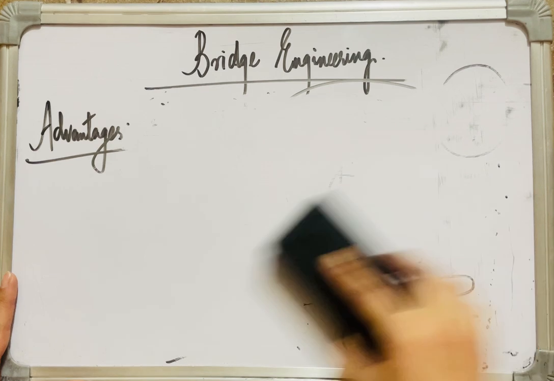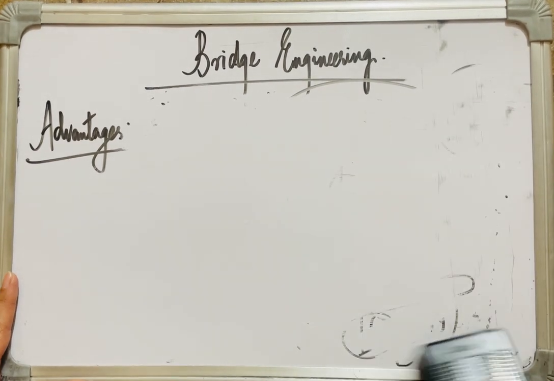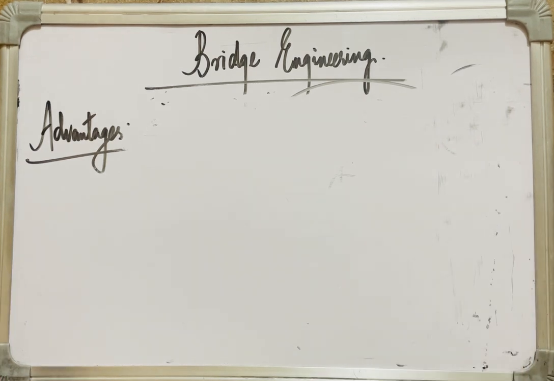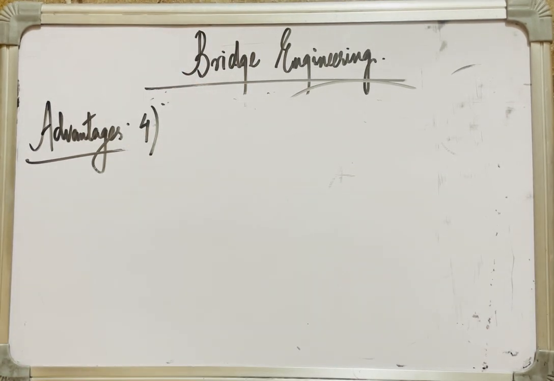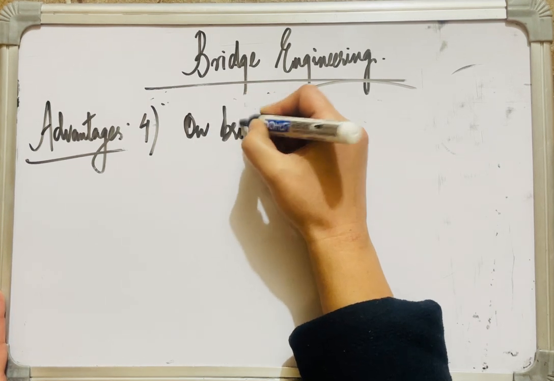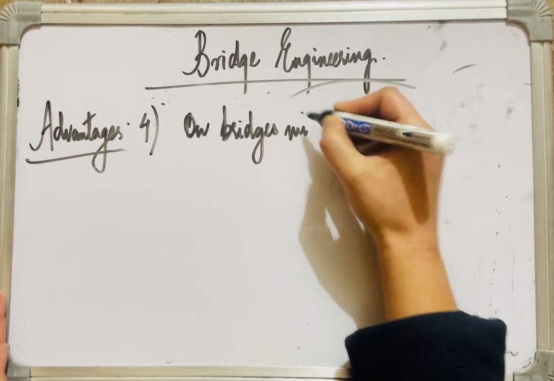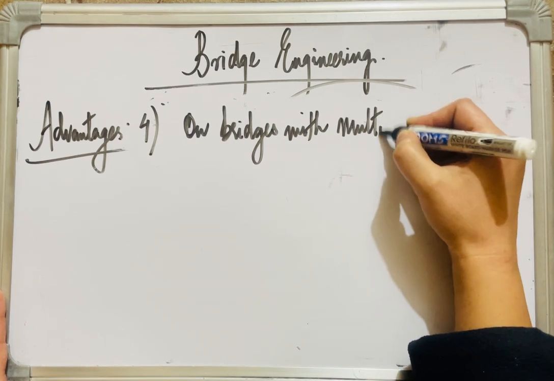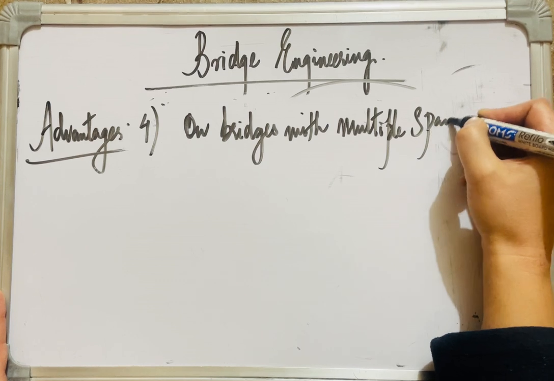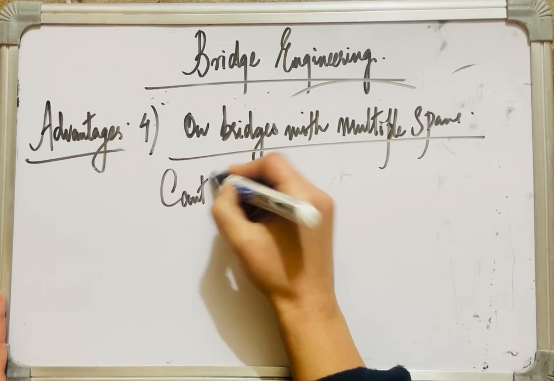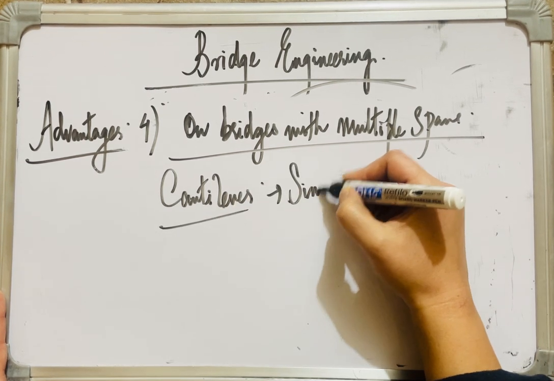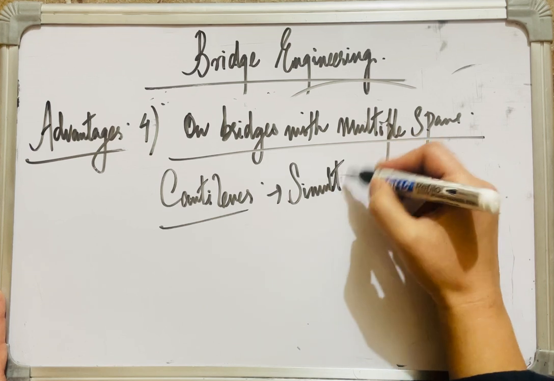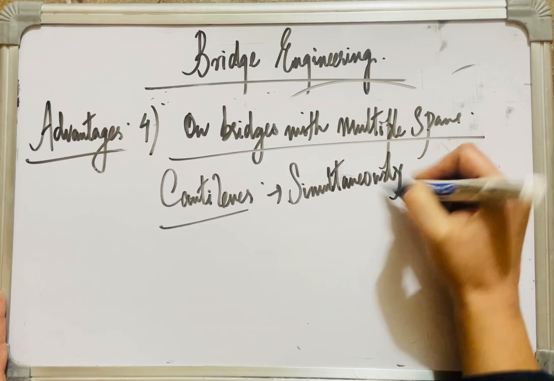The fourth advantage of these bridges is that on bridges with multiple spans, the cantilevers or projecting beams can be constructed simultaneously, and by so we can reduce a huge amount of time in their construction. So they are rather quickly constructed.